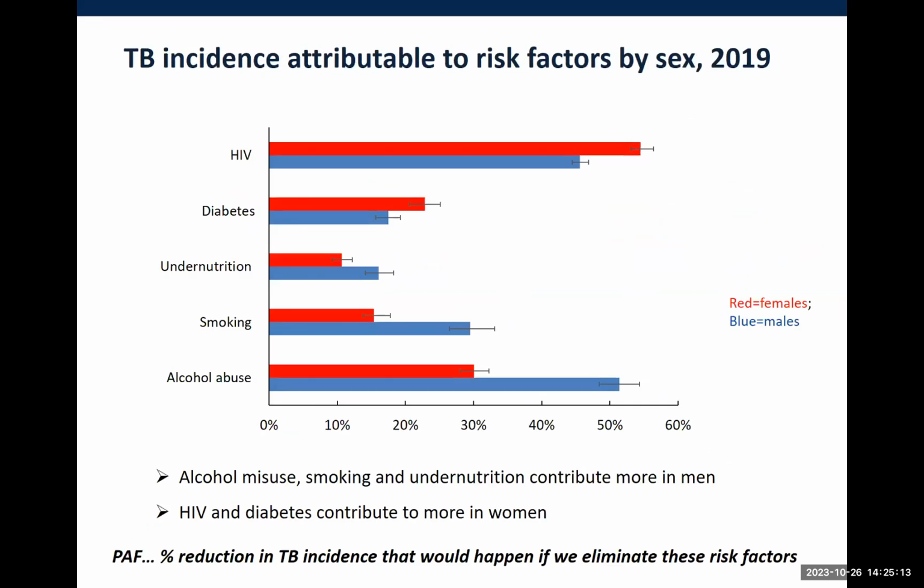Okay, so we also estimated the attributable fractions for the risk factors for TB. As I mentioned earlier, because HIV is much higher in females, it still contributes more to females getting TB in South Africa. Similarly with diabetes, because it is more prevalent in females. But with the other risk factors, particularly alcohol, smoking, and undernutrition, they contribute more to the TB incidence in men compared to females.